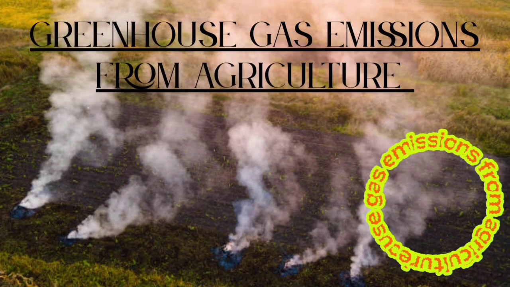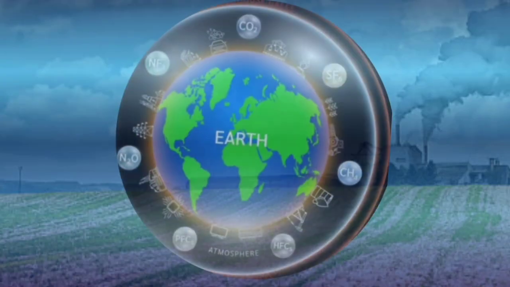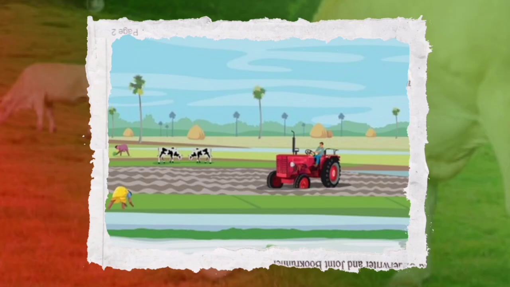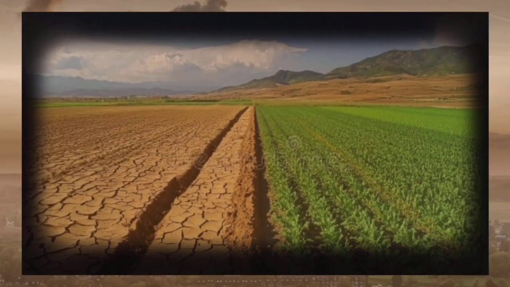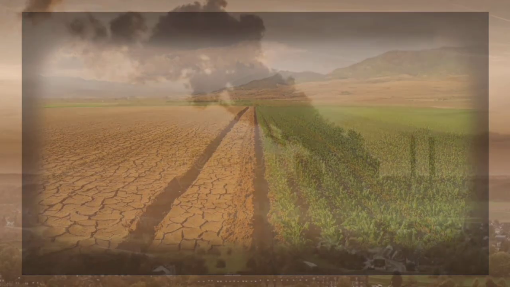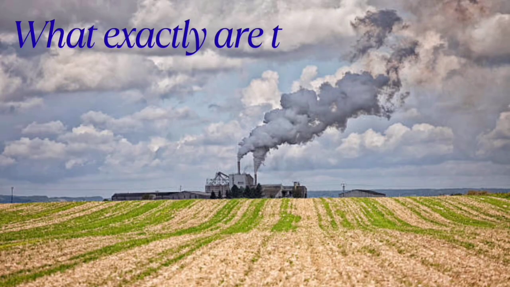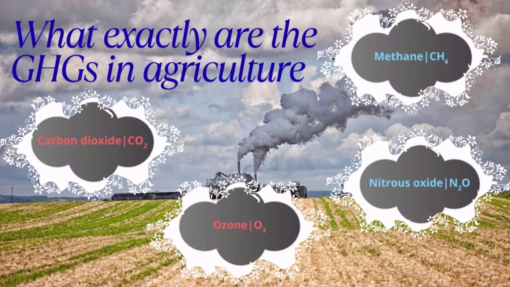Every year, agriculture plays a major role in our greenhouse gas emissions. While it sustains food production and feeds billions, the way we grow crops, rear livestock, and manage soil and land also releases significant amounts of heat-trapping gases into the atmosphere. What are greenhouse gases? CO2, CH4, N2O.